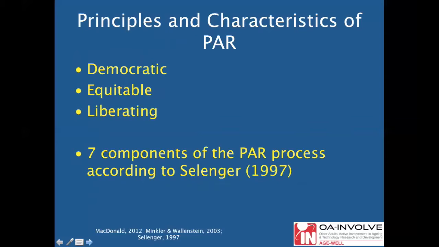The principles and characteristics of PAR. There are 7 components of the PAR process according to Selinger, and I'll just go through them with you. So the first is that the problem originates in the community itself and is defined, analyzed, and solved by the community. Second, the ultimate goal of PAR research is the transformation of social reality and improvement in the lives of individuals involved. Thus, community members are the primary beneficiaries of the research.